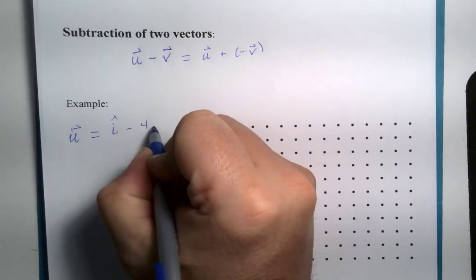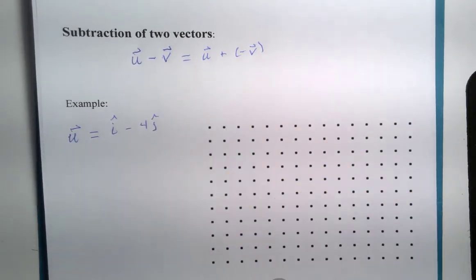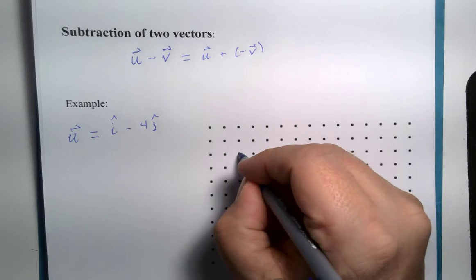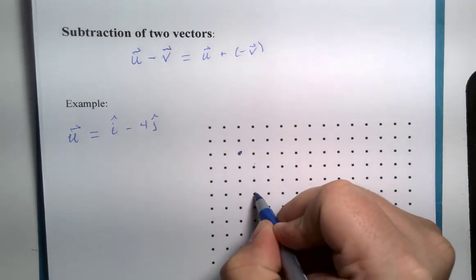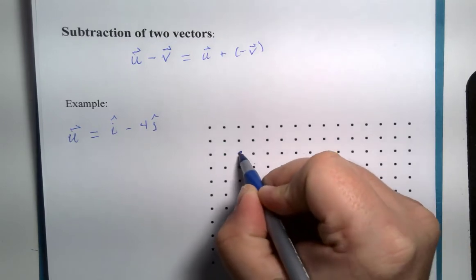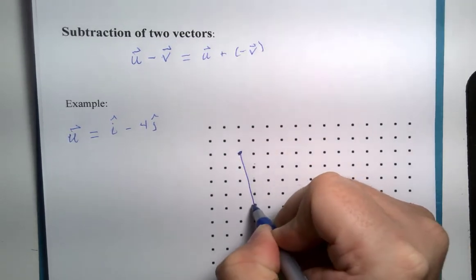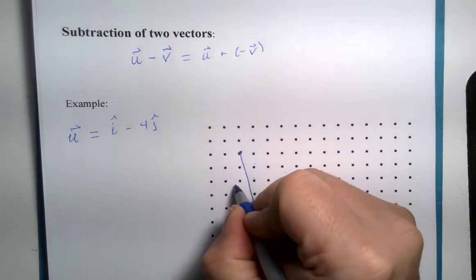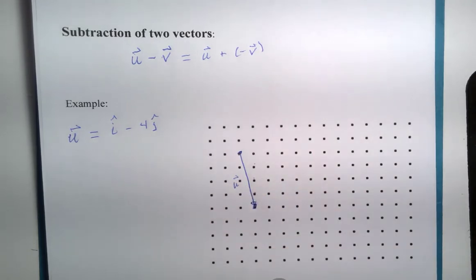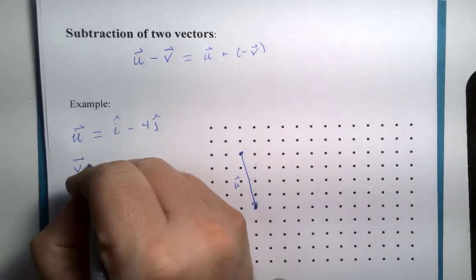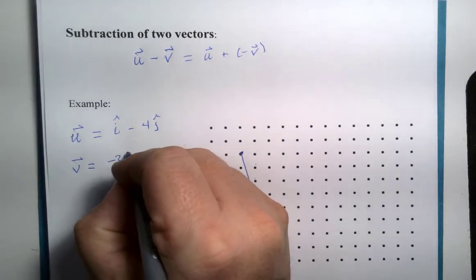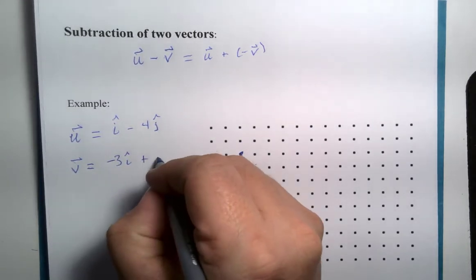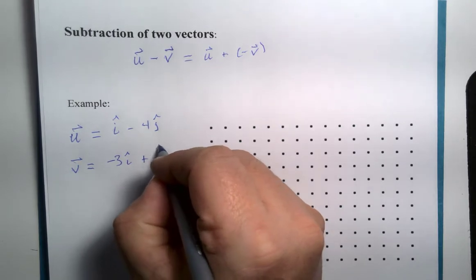i minus 4j, there's one vector. So if we start here, that would be right 1 and down 1, 2, 3, 4. That would be vector u. Vector v is negative 3i plus j, or 1j.